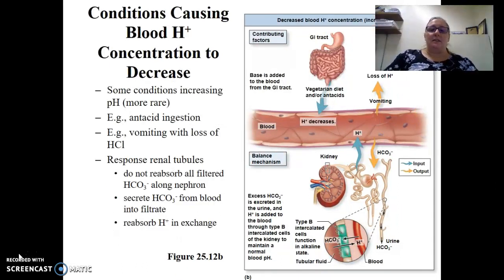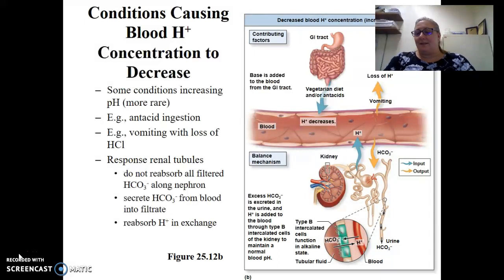So when we have a decrease in the amount of hydrogen ions in our blood, and that means an increase in pH, we're going to have to get rid of the bicarbonate and reabsorb hydrogen ions. So the reason we might have this problem, which is not as common, is extreme vomiting, where we're getting rid of all of the hydrochloric acid in our stomach, which could potentially cause our pH to rise. And then an overdose of antacids. And so typically that's not going to happen.